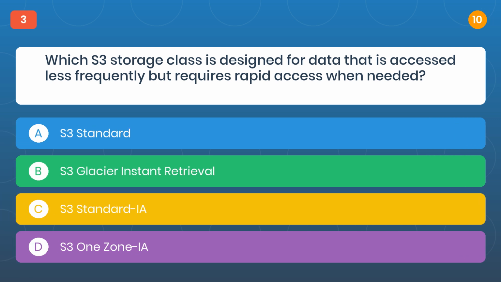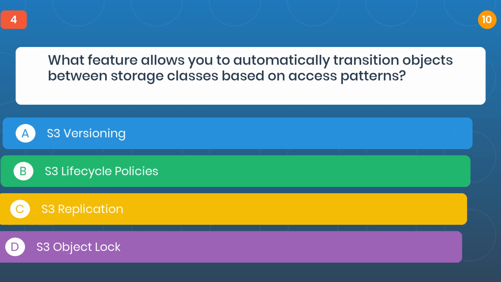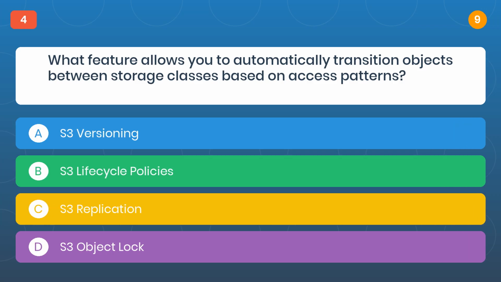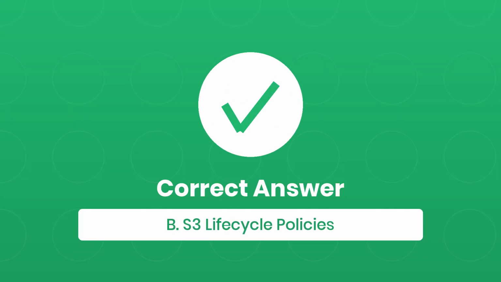Question 3. Which S3 storage class is designed for data that is accessed less frequently but requires rapid access when needed? The correct answer is C, S3 standard IA. Question 4. What feature allows you to automatically transition objects between storage classes based on access patterns? The correct answer is B, S3 lifecycle policies.